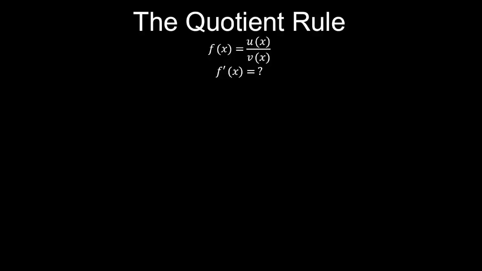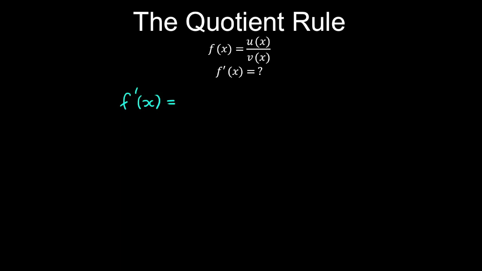The quotient rule can be used to find the derivative of the quotient of differentiable functions. This rule can be proven using the product rule and chain rule, which we'll learn later. But for now we can remember it using a simple mnemonic.